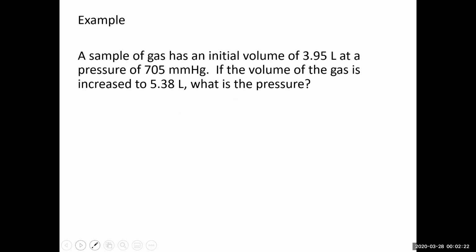So let's try an example problem looking at that. A sample of gas here has an initial volume of 3.95 liters at a pressure of 705 millimeters of mercury. If the volume of the gas is increased to 5.38 liters, what is the new pressure? Again, we're looking at 2 different pressures and 2 different volumes, so we know we're looking at Boyle's law. Stop the video here and try this problem.